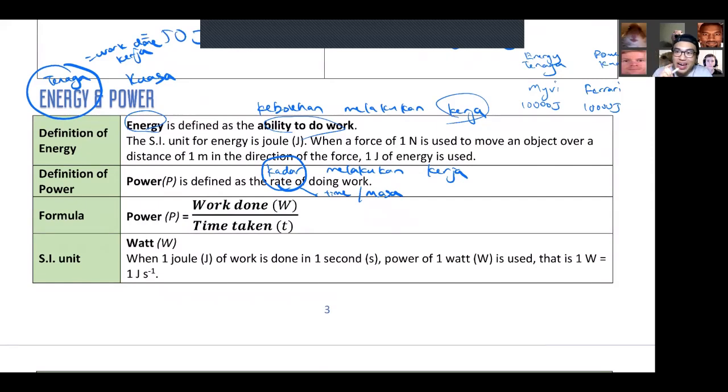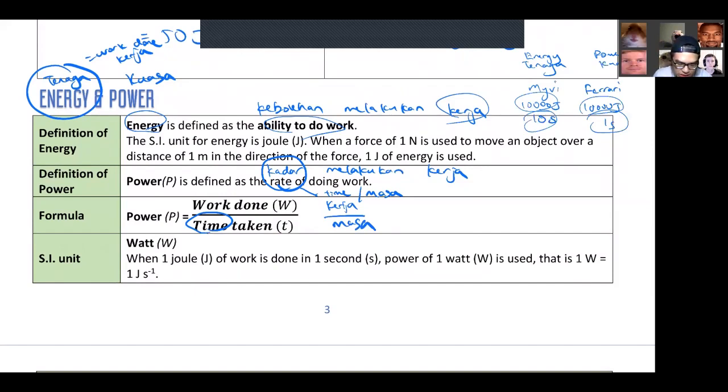The key point here is time. Let's say for a Myvi to do 10,000 joule of work, it needs 10 seconds. But for a Ferrari, maybe 1 second. So same energy, but time is different. That's why the power is different. Power is about time, masa. So the formula of power is work done divided by time. I'll write the BM here: kerja bahagi masa.